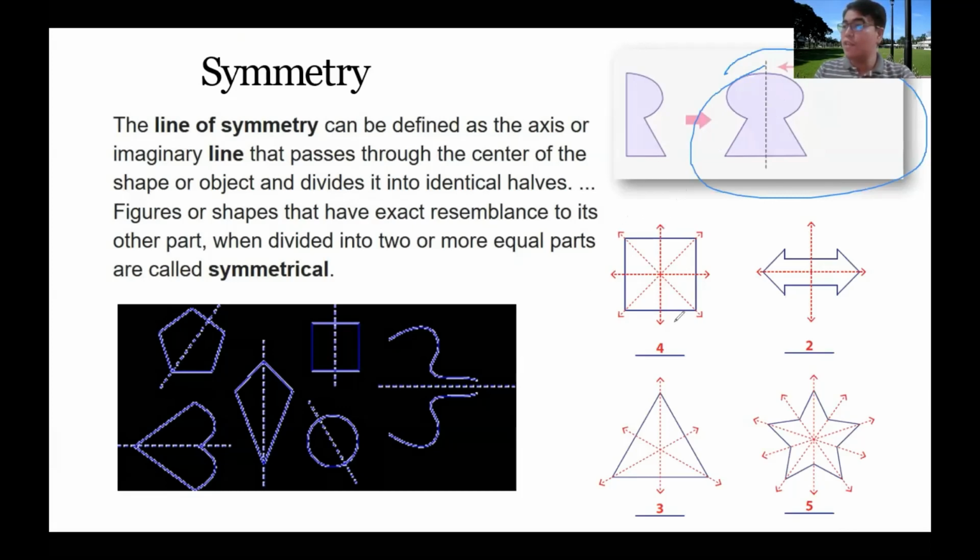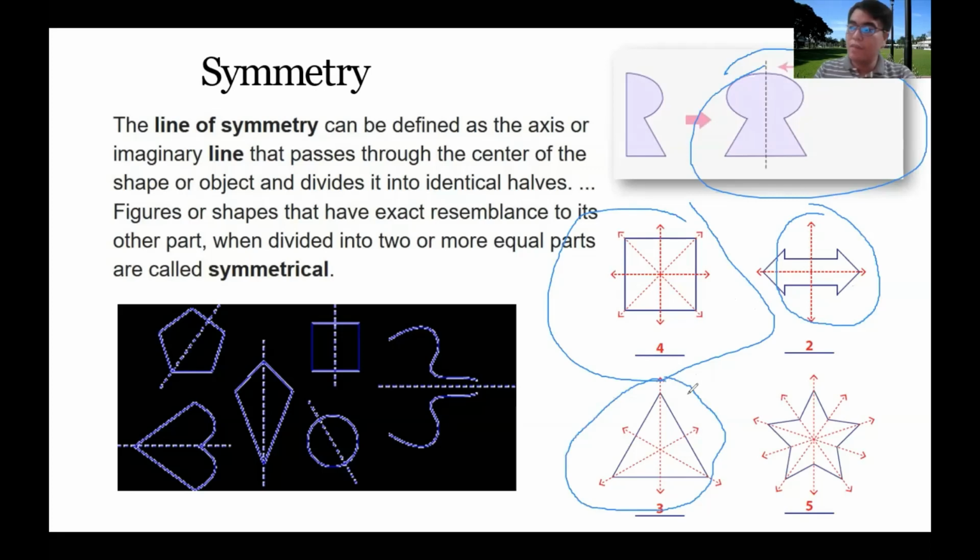If we observe the object here, a square, we could also see that it has four possible lines of symmetry. In this shape, we find at least two lines of symmetry. For this one, we get around three possible lines of symmetry. On the last figure, we have at most five lines of symmetry.